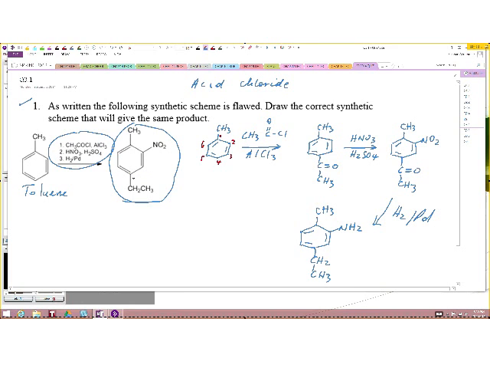Now, supposing we give the correct synthetic scheme that will give this. What do we do? We start with, what do you want to start with? Keep in mind, at this point, you just have to give the correct synthetic scheme. You don't have to follow this. So what do you want to do? Nitration. Okay, so you want to do nitration. Why do you want to do nitration first?